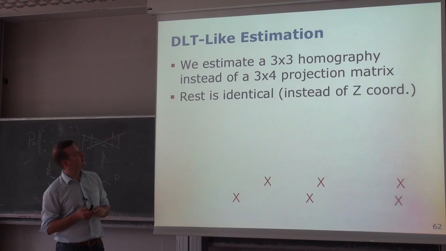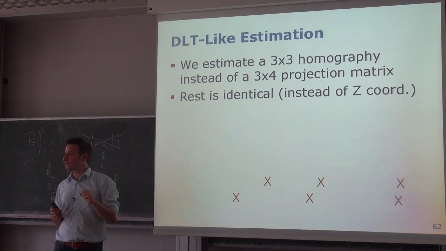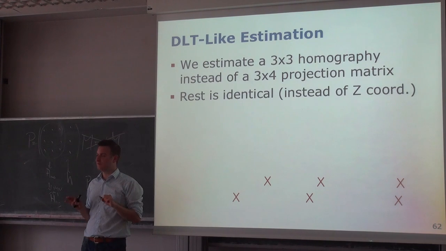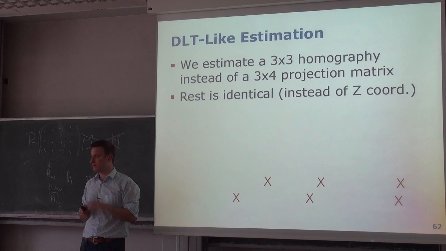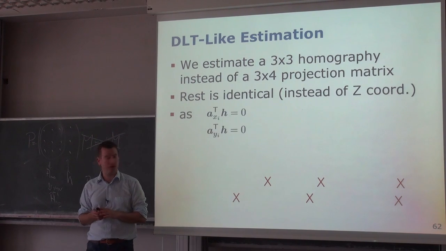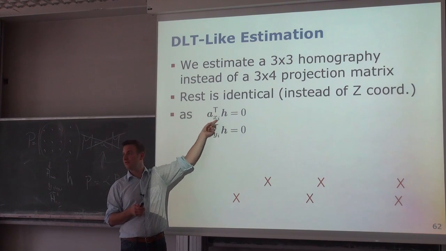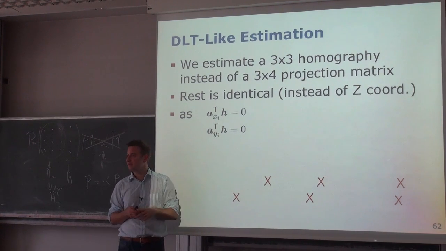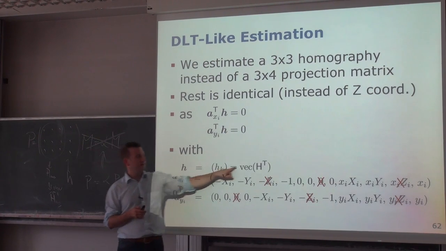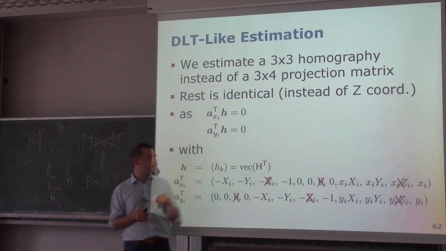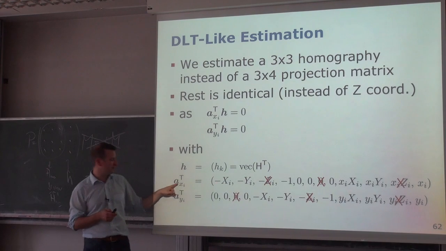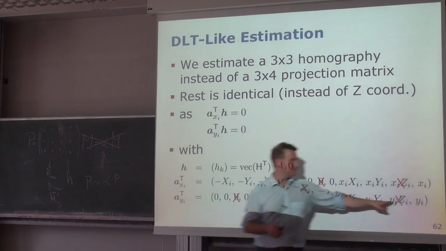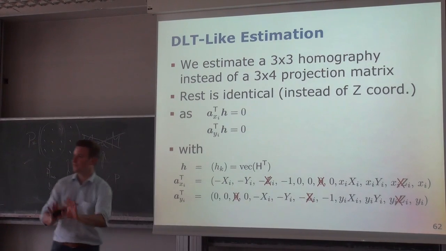So what we have in the end, instead of estimating a 3x4 projection matrix, we estimate a 3x3 homography, and the rest is identical. Everywhere where the Z coordinate is, it can go away because we don't have Z anymore. And we don't have the third column of my rotation matrix anymore. So I can again define my weird vector A. I don't multiply it with P, just with H, because H is now the stacked vector. It's defined in the same way, except I had P here before. And okay, now you know where the cross is coming from. There are a few elements in these vectors A which are not relevant anymore. Those which correspond to the Z coordinate simply die. And the rest stays the same.